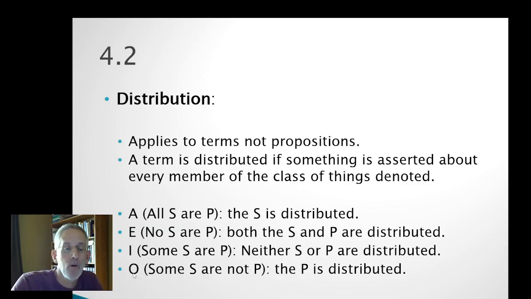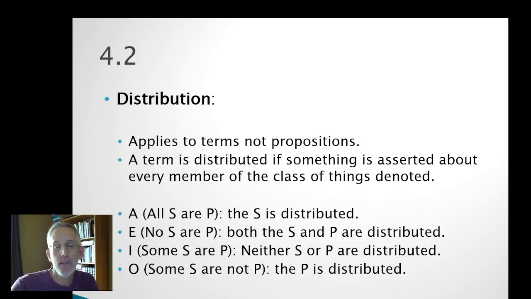And then finally, with an O-form proposition, some S's are not P's, only the P term is distributed. So if you add the copula are not, remember the copula is the word or two words here in this case that connects the subject and the predicate terms. If you add the copula are not, some S's are not P's, that makes the predicate term distributed. That's the P in this case. So if you say some dogs are not mammals, you wouldn't be saying something about every member of the S class, but you would be saying something about every member of the mammal class.